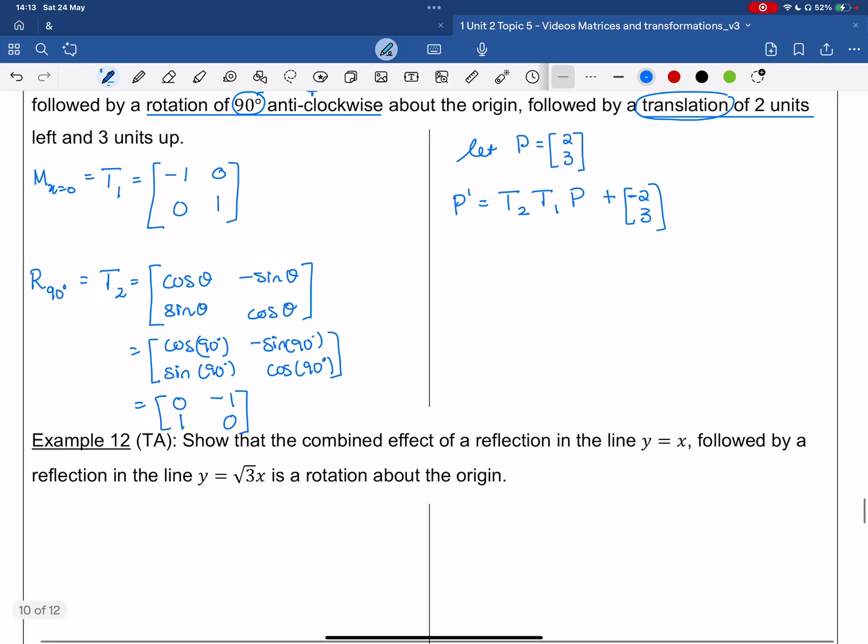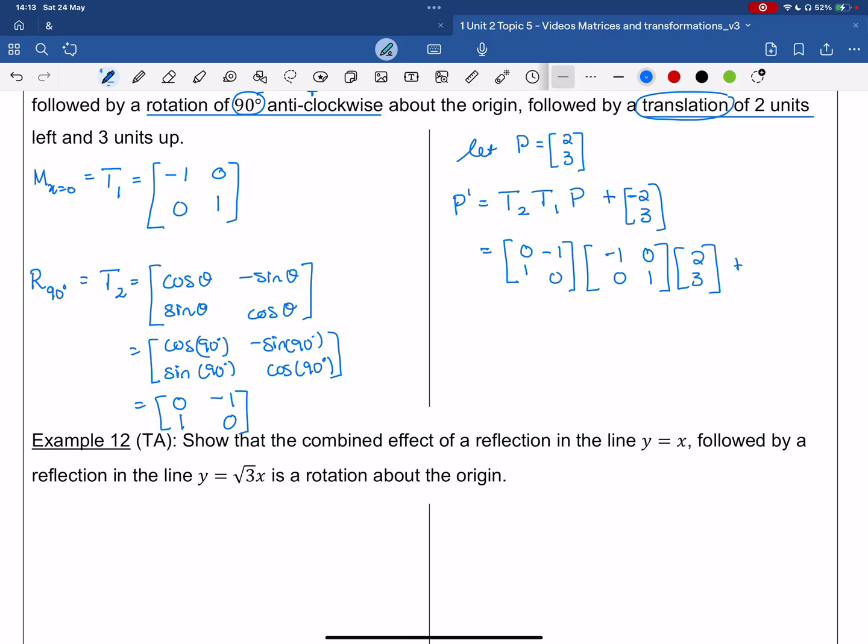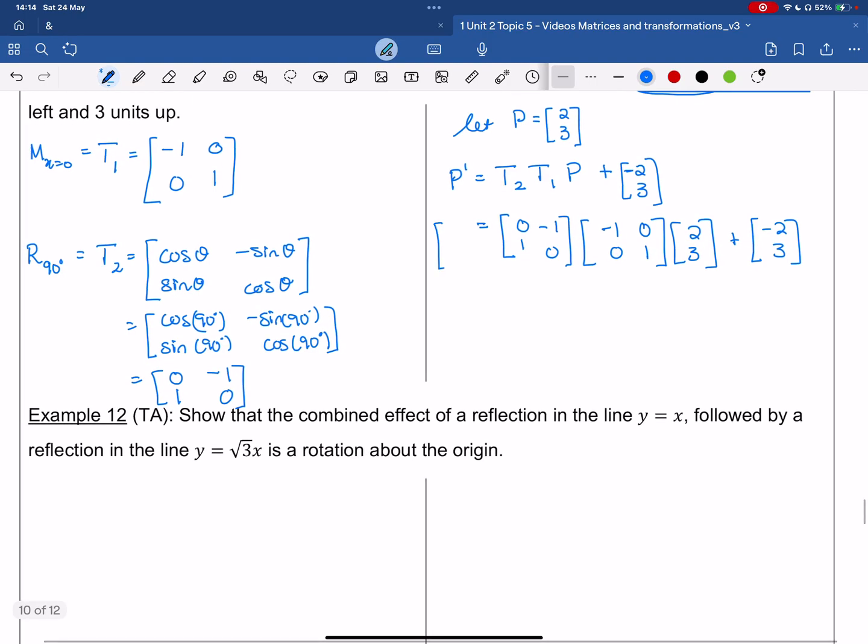Let's have a look. That means that T2, which is (0, -1, 1, 0), times T1, which is (-1, 0, 0, 1), multiplied by (2, 3), and then plus (-2, 3). And my P primed is just my x primed, y primed.